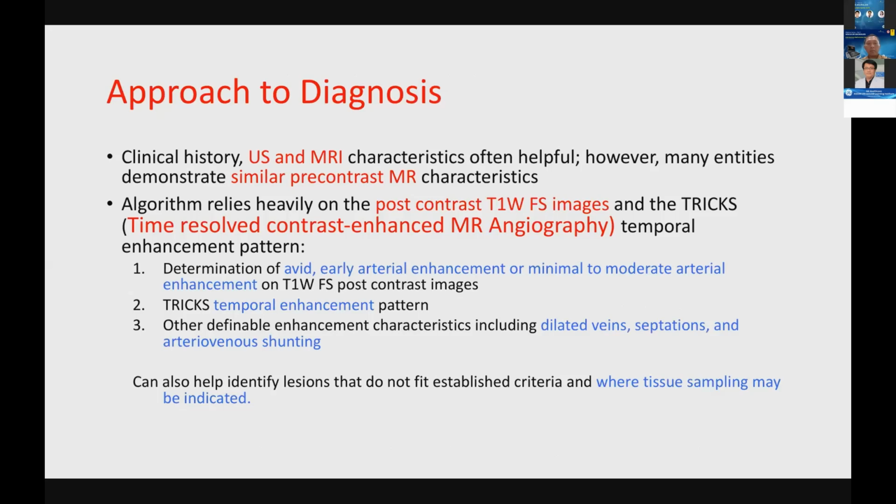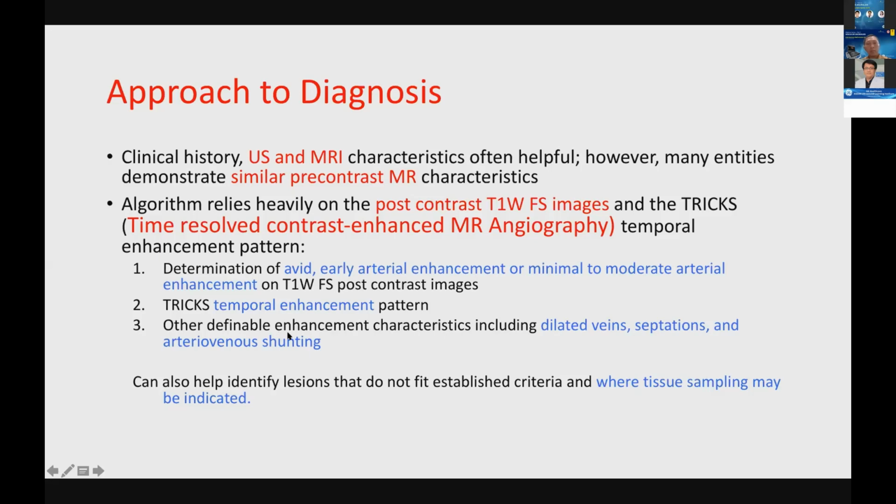Approach to diagnosis, like the previous presentation: ultrasound is very important. Second is MRI to see the characteristics of the lesion, demonstrated with pre-contrast and also after contrast. In the post-contrast algorithm, we can see early arterial enhancement or minimal to moderate arterial enhancement, so we can differentiate whether this is a low flow or high flow type of vascular malformation.